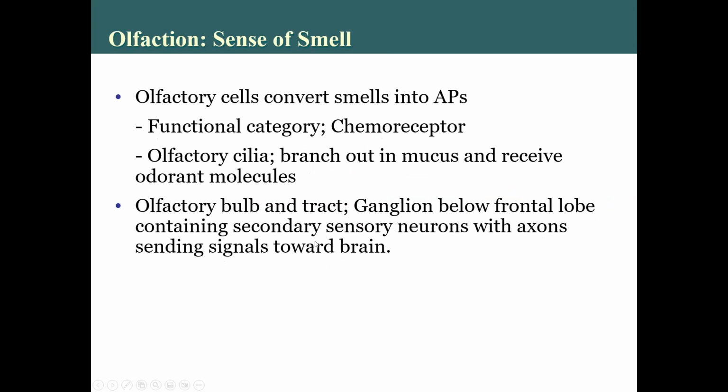The olfactory bulb and tract are found at the bottom of our brains. The ganglion below the frontal lobe are thicker because the cell bodies are there, and the axon sends signals towards the brain. So I'm going to show you all how these olfactory cells work. Olfactory is linked to the limbic system.